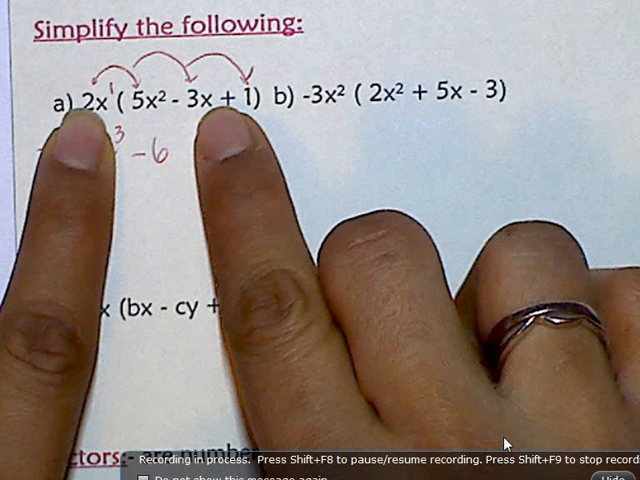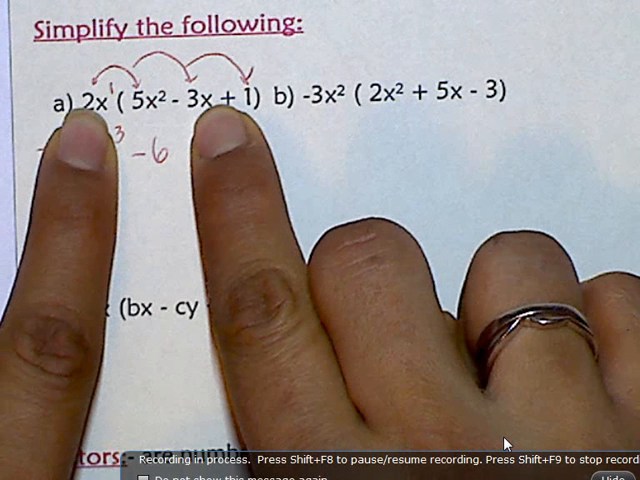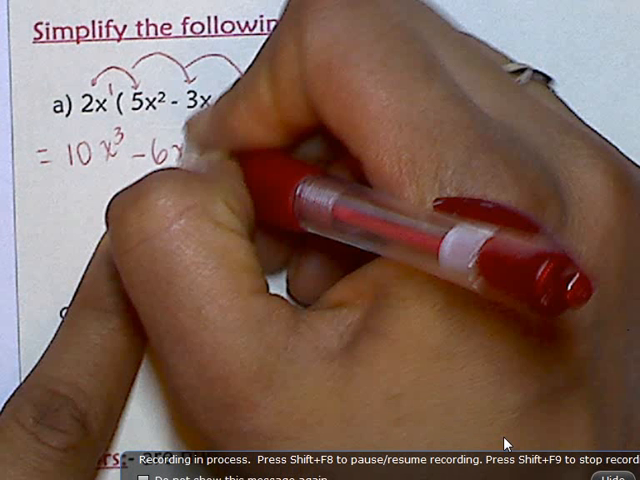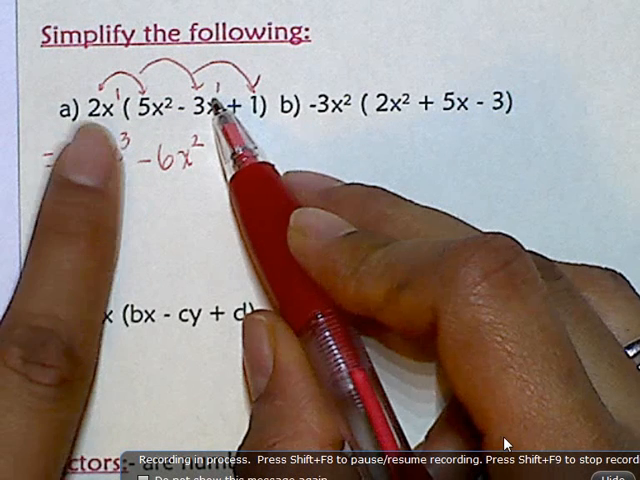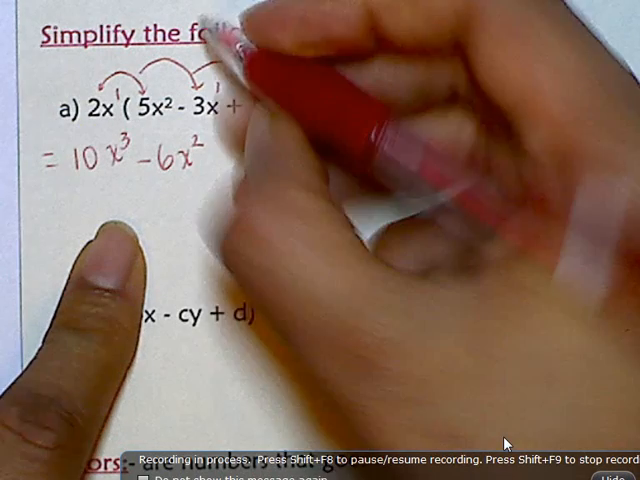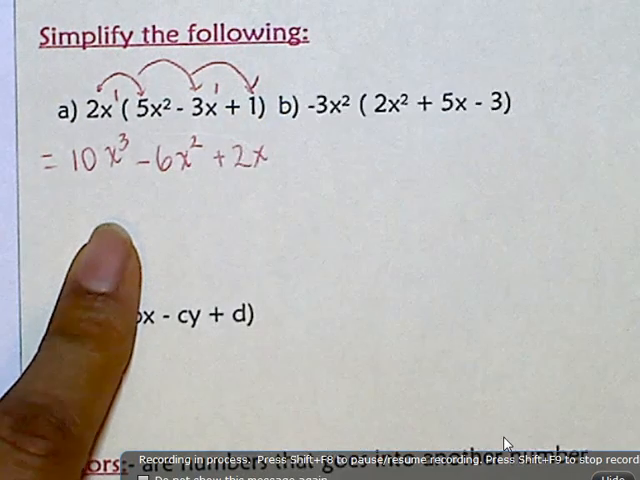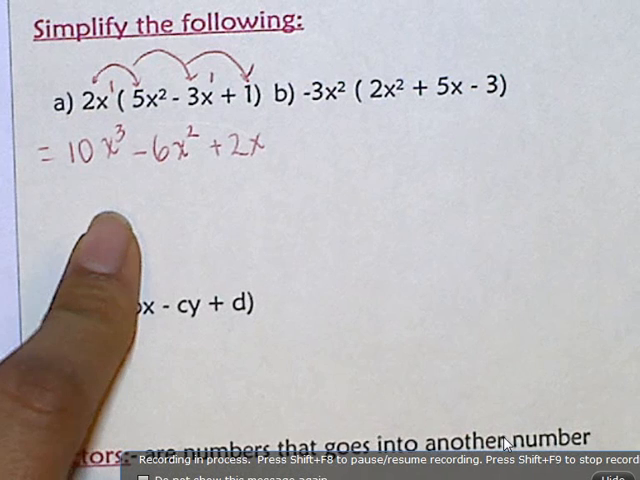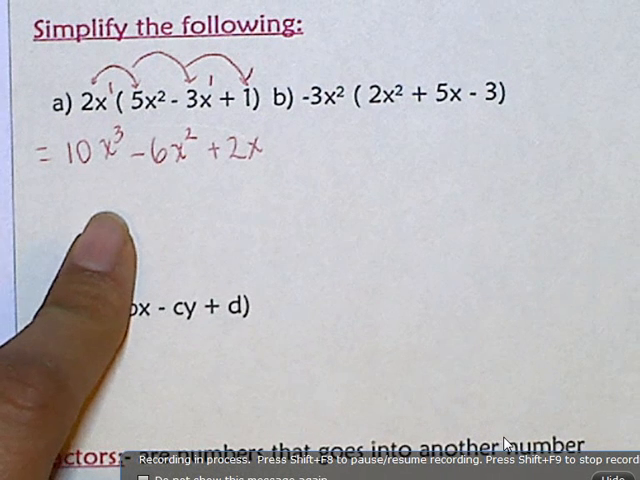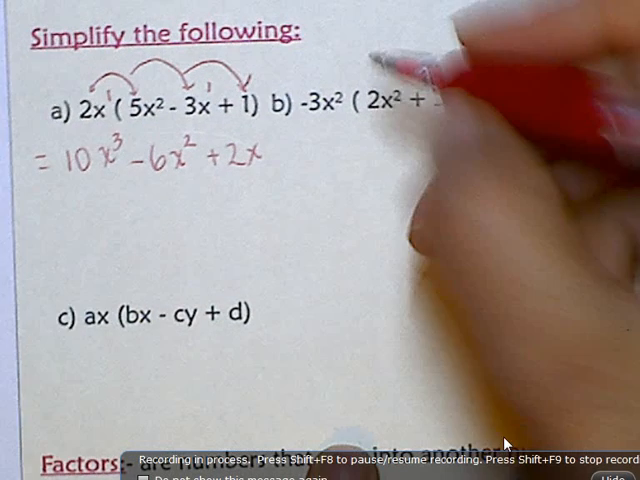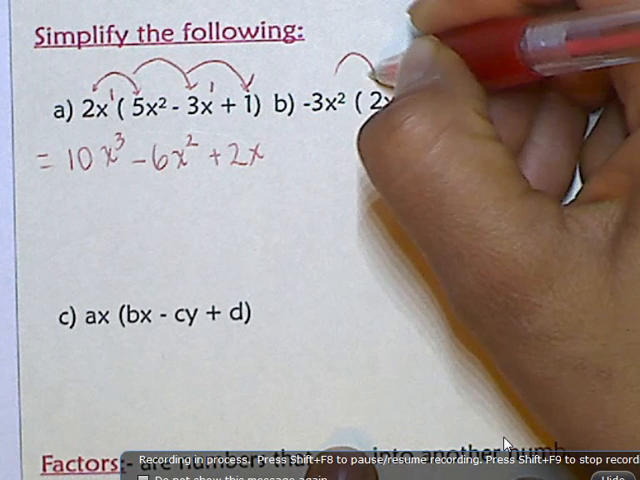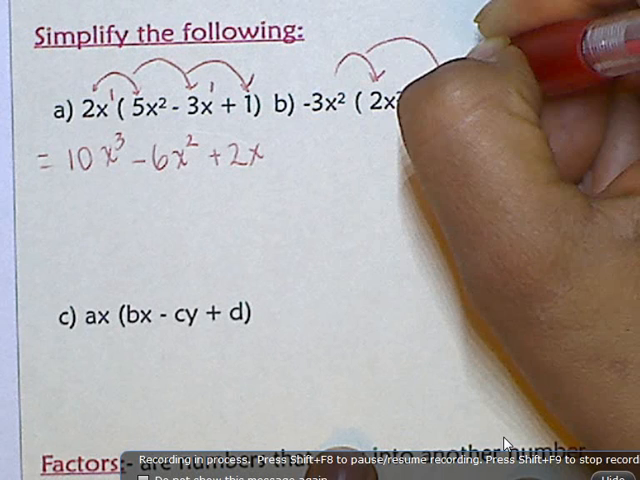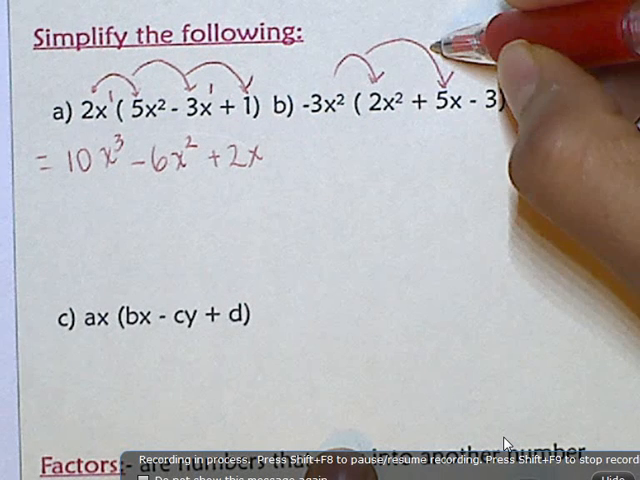Let's try another example here. So negative 3x squared is going to get multiplied by 2x squared along with a positive 5x and a negative 3. So let's multiply numbers as usual. So negative 3 times 2 is a negative 6. I have x squared times x squared. They're the same base, so I'm going to add my exponents. 2 plus 2 is 4. So x to the power of 4. Negative 3 times 5 is a negative 15.